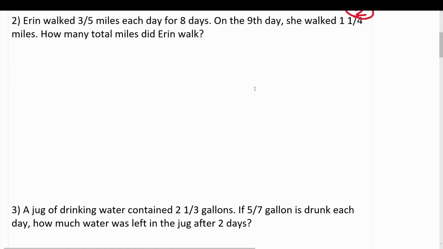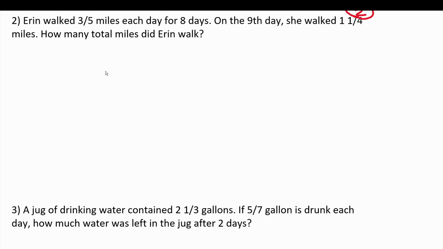All right, number 2 says Aaron walked 3/5 miles each day for eight days. Let me grab my pen real quick. Number 2 says Aaron walked 3/5 miles each day for 8 days. On the 9th day, she walked 1¼ miles. How many total miles did Aaron walk?